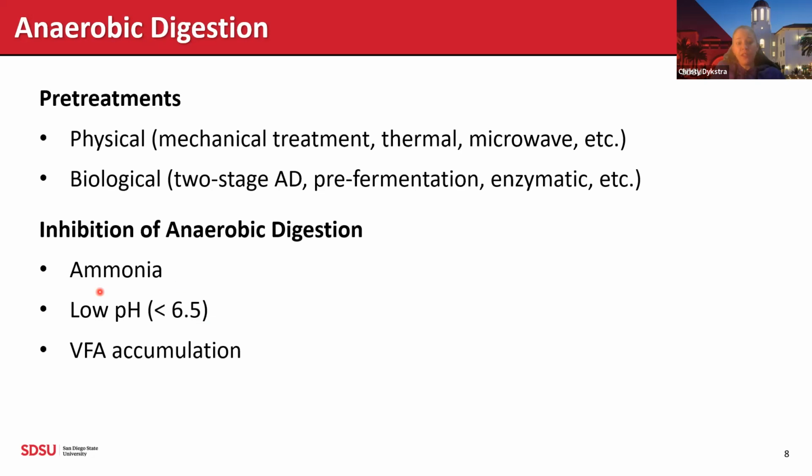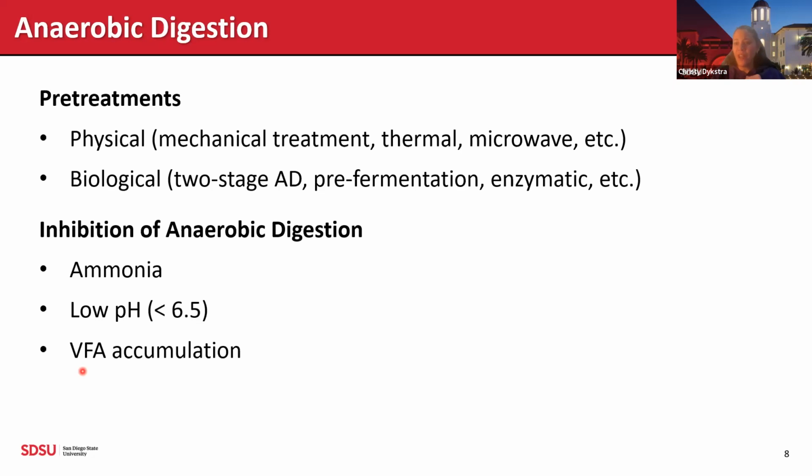We also have to be very careful about low pH. So methane won't be produced if we have too low of a pH, so lower than 6.5 or thereabouts. And part of the reason we can run into that issue is if we give too much food to overload our anaerobic digester, the microbes can't break it down fast enough, and we start to get these intermediate products, which are called volatile fatty acids, or VFAs.